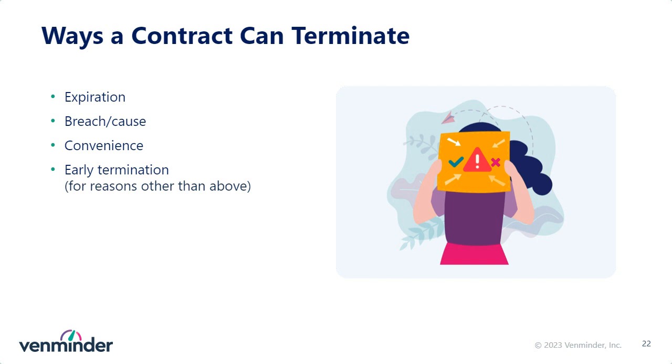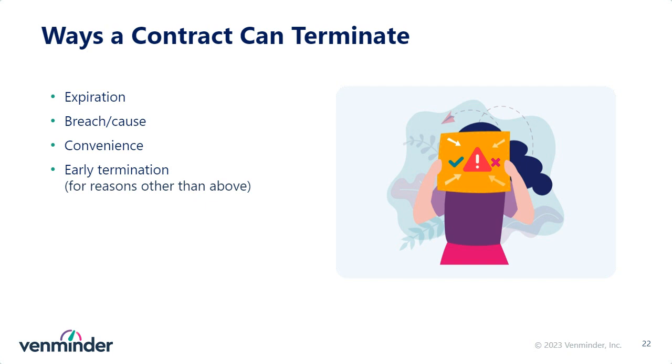Convenience termination generally means that the contract can be terminated at any point in time with the appropriate notice that's written into the contract, typically 90 days, but it could be anything other than that. Convenience clauses are definitely one-sided and something that certainly needs to be negotiated in most of your contracts, either negotiated in or negotiated out, whichever is important to you. And then early termination.